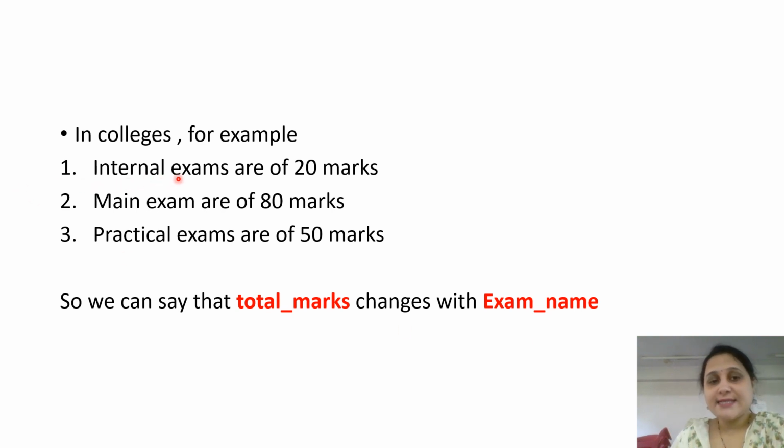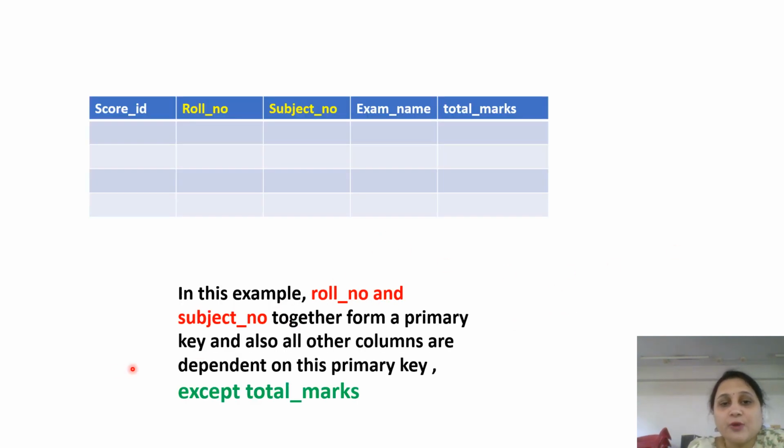Suppose I add exam name as internal exam, the marks will be given out of 20. If I add exam name as main exam, then total marks will be given out of 80 marks. Practical exams are of 50 marks. So that means the marks are changing with exam name. Okay. So here in our example, roll number and subject number together form a primary key, and all other columns like score ID, exam name are dependent on this primary key, but not total marks. Except total marks, all the columns are dependent on the primary key.